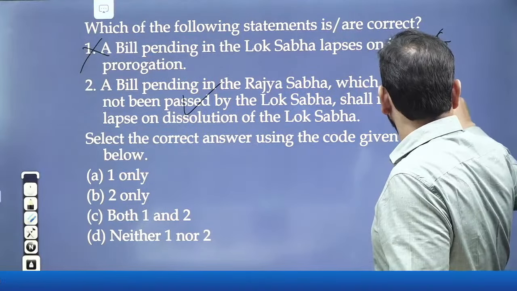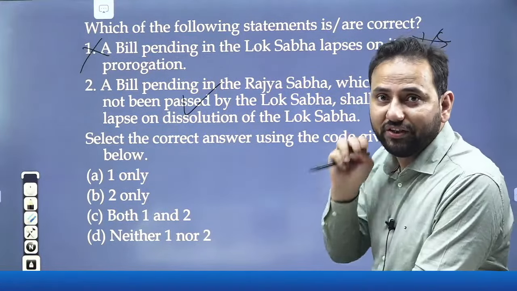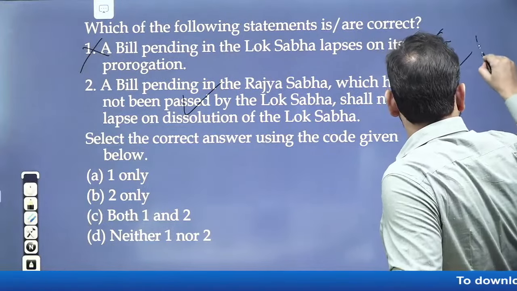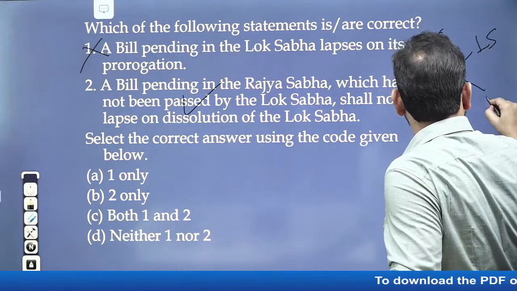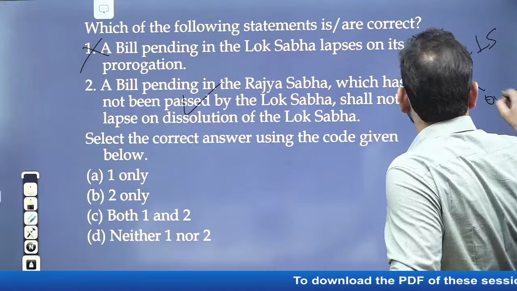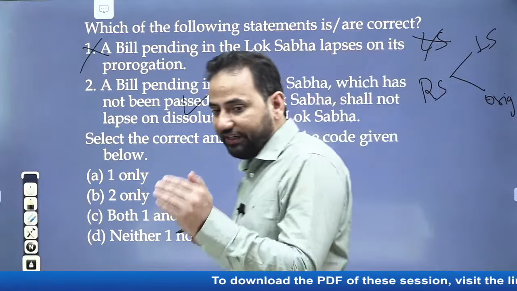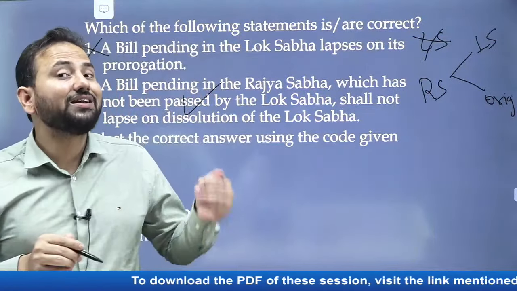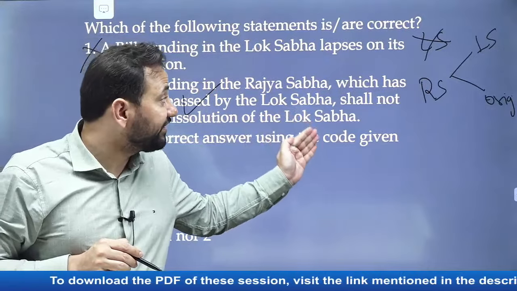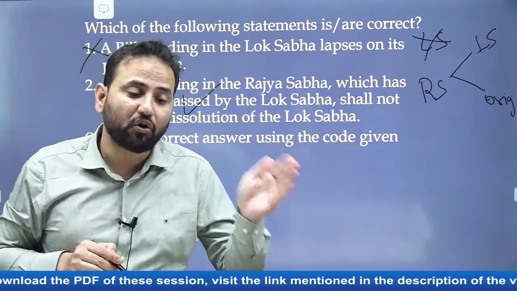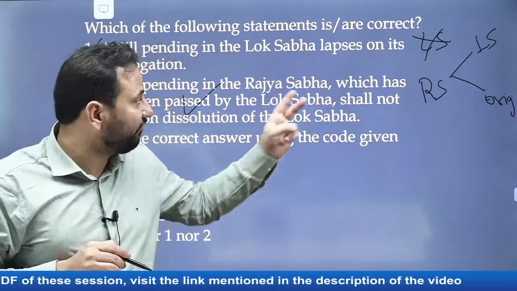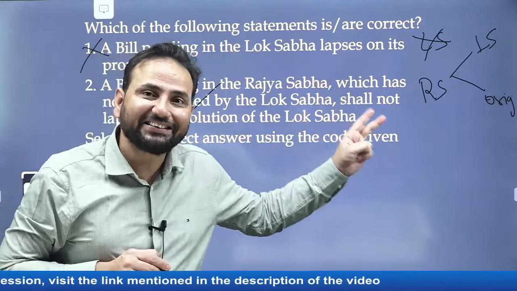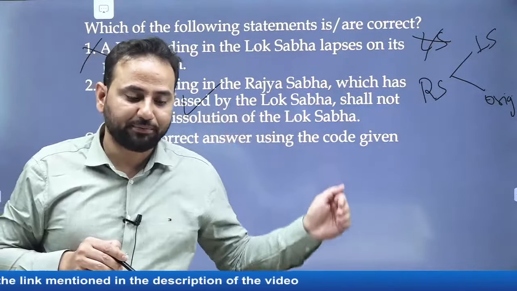The second condition talks about a bill pending in Rajya Sabha. If a bill is pending in Rajya Sabha, there can be 2 conditions. The first condition is originating from the Lok Sabha, and the second condition is originating from the Rajya Sabha itself. If the bill is originating from the Lok Sabha, then the bill will lapse, and if the bill has originated in Rajya Sabha only, then the bill will not lapse. Here we are seeing the condition of a bill originating in the Rajya Sabha only. So, the bill will not lapse. Clear?